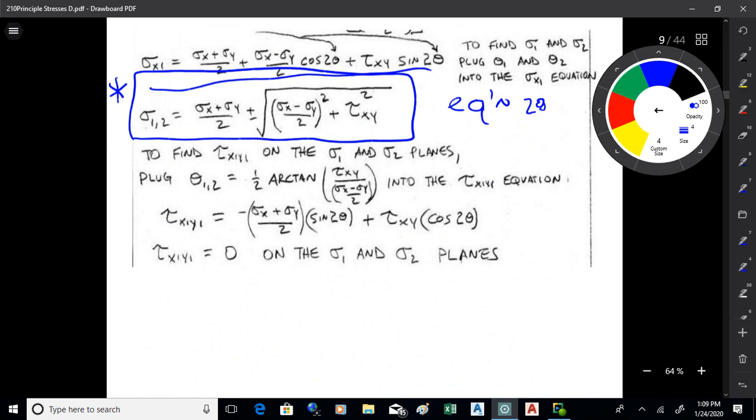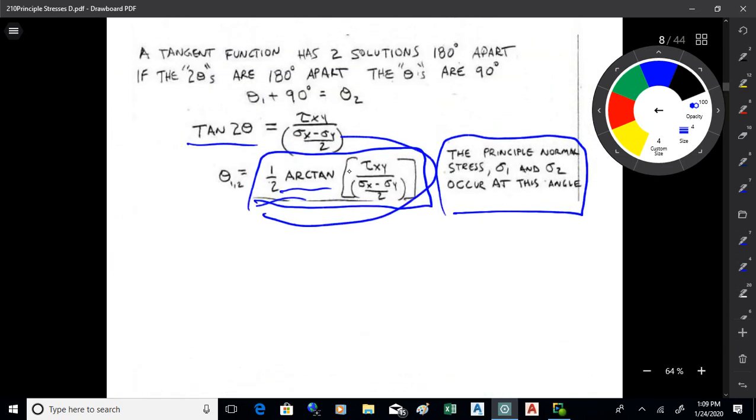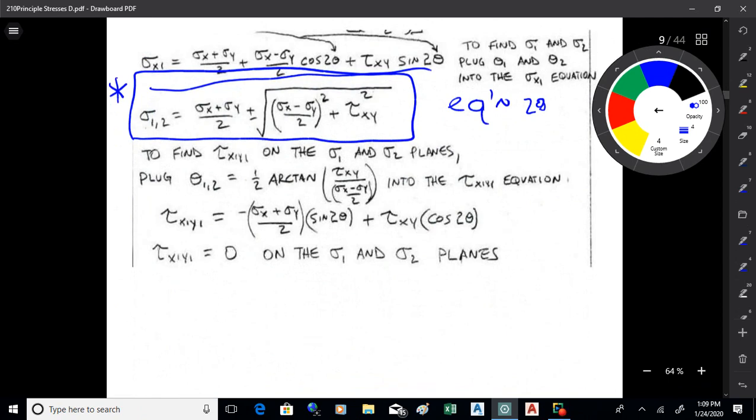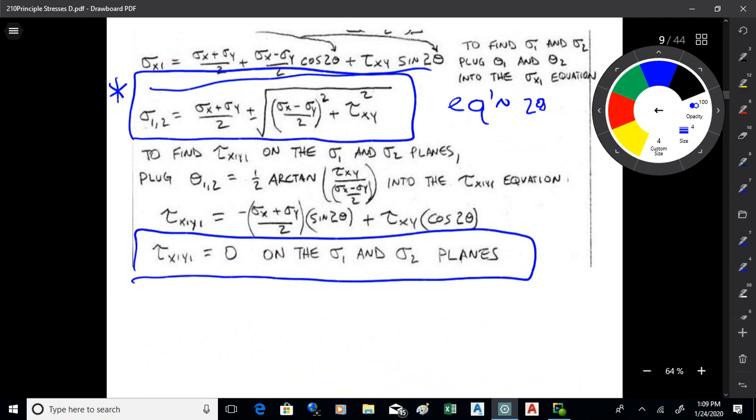Now, if you take that arctan angle and plug it into the shear equation, it'll boil down to 0. I don't want to spend time going through the algebra, but if you take that angle for the maximum and minimum normal stresses and plug it into the shear equation, the shear comes out to 0, which means that shear is 0 on the sigma 1 and 2 planes. Sigma 1 and 2 are the maximum and minimum stresses. So we have 2 planes.